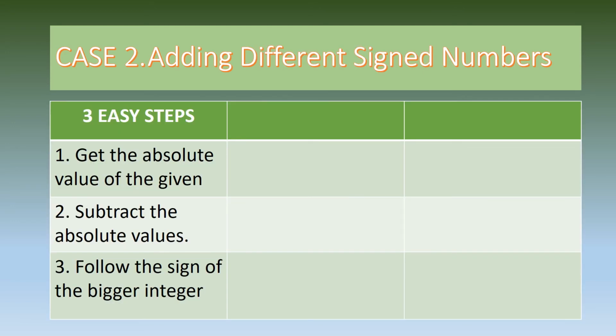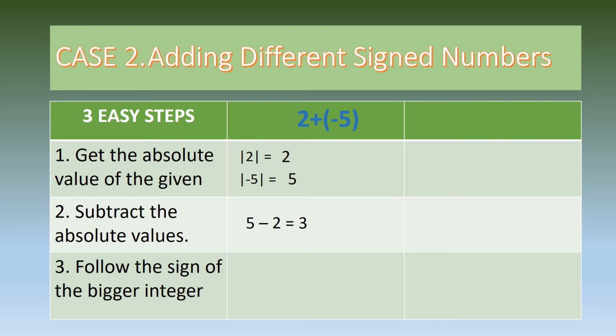Let's take example number 1, 2 plus -5. A positive number added to a negative number. Step 1, get the absolute value of the given. What is the absolute value of 2? It is 2. What is the absolute value of -5? It is 5. Step 2, subtract the absolute values. 5 minus 2 is equal to 3. So what is the sign of the answer? Let's proceed to step number 3.